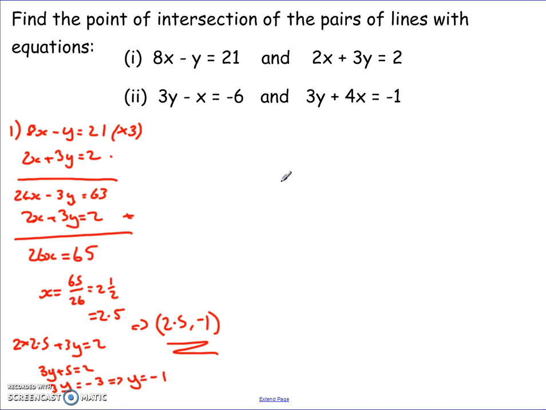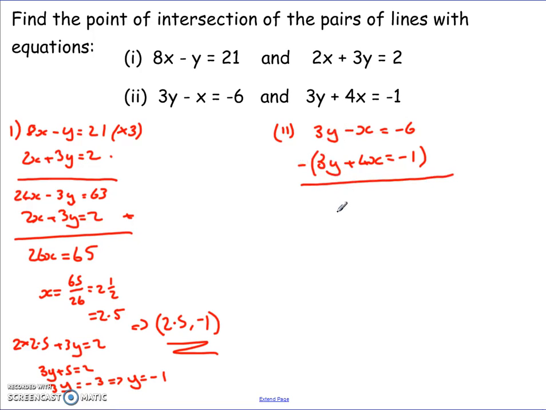Job done. Great. Second question, same sort of logic. 3y minus x equals negative 6. Second equation is 3y plus 4x equals negative 1. Now, the coefficients of y are the same already, so it makes sense just to eliminate that first. And because they're the same sign as well, I'm going to subtract. Treat it like a chimney sum and subtract.